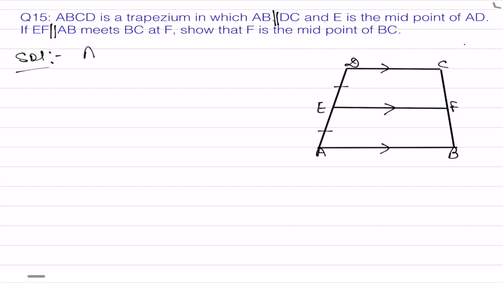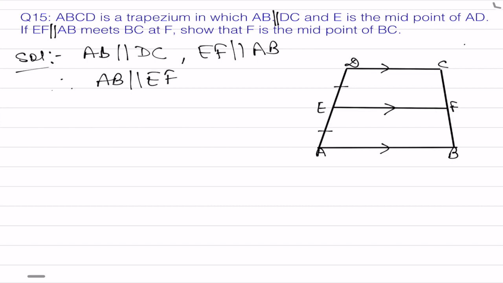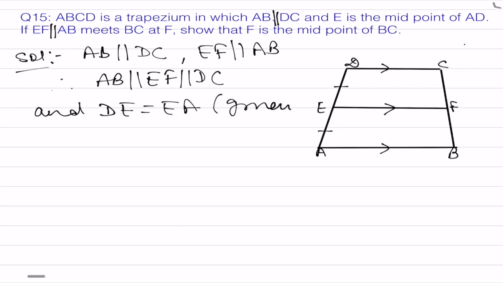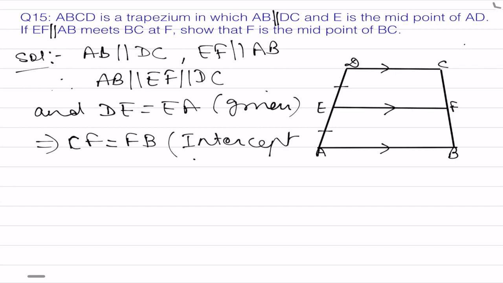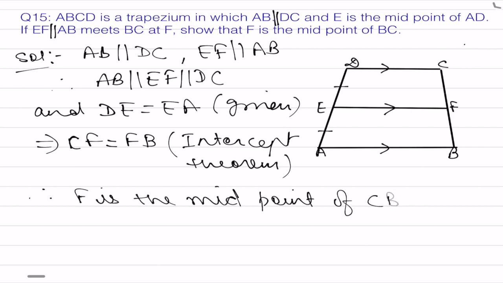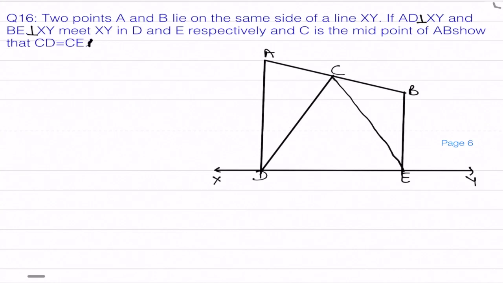So first we will write down AB is parallel to DC and EF is parallel to AB. Therefore, AB is parallel to EF parallel to DC, and DE is equal to EA, it's given. Therefore, this implies CF is equal to FB directly by the intercept theorem. Therefore, F is the midpoint of CB and hence proved. So here we can see we have used the direct result of the intercept theorem to solve the question. Now see the last question.